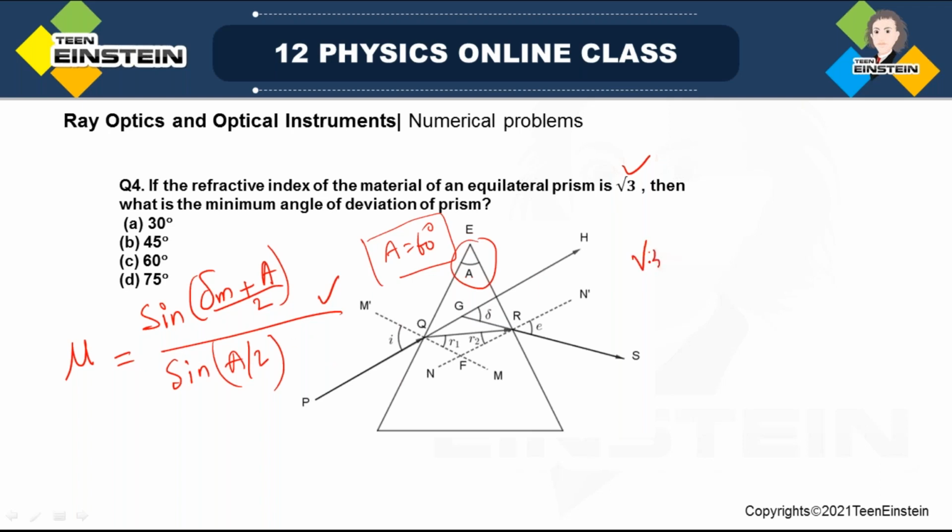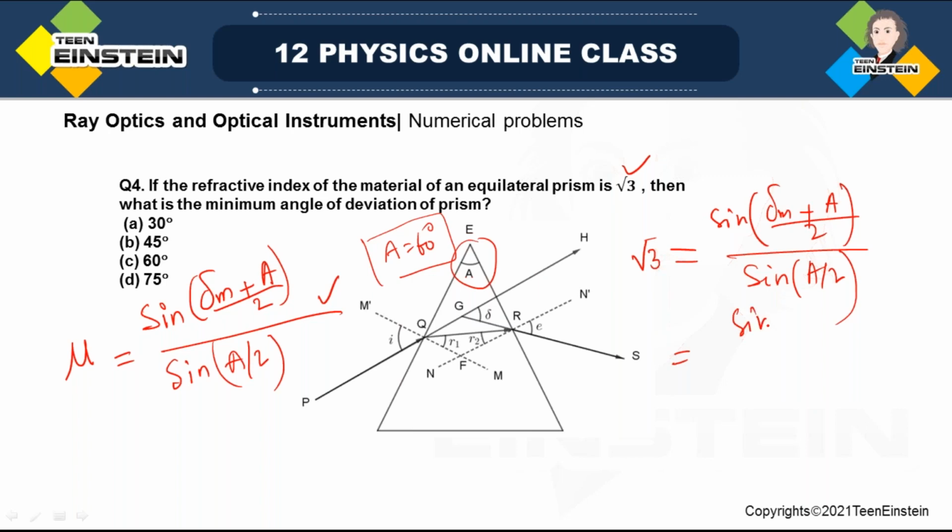So look here, mu is given, root 3. The same thing I'm writing on the right hand side: sine of (delta m, which we don't know, plus A) by 2, divided by sine A by 2. Since it is an equilateral triangle, I can write A is 60. So this is sine 60 over 2, and in the denominator, sine 60 over 2 will give you half.